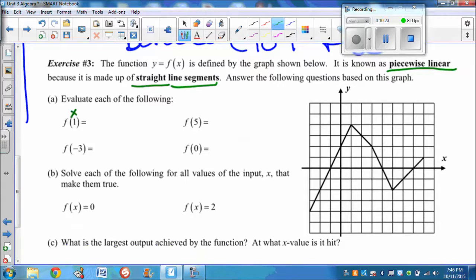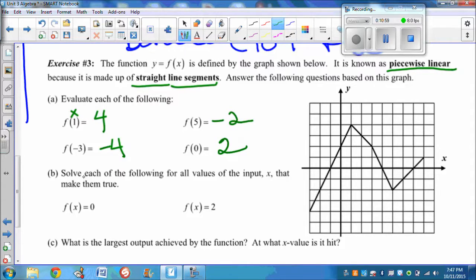So if I know that my input is 1 or my x is 1, what's the y value that goes with it? 1, 2, 3, 4. I'm just reading the graph. Next one is f of negative 3. 1, 2, negative 3. 1, 2, 3, negative 4. F of 5. Again, you're just reading right from the graph. 1, 2, 3, 4, 5. And it meets the graph down at negative 2. And then at f of 0, it's at 2.